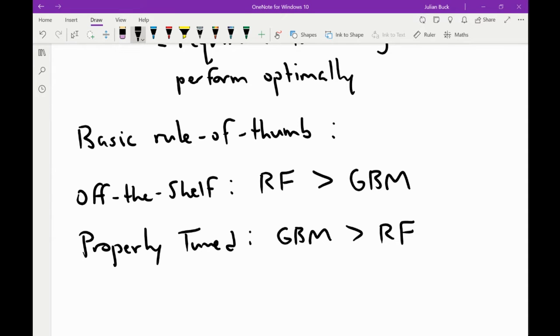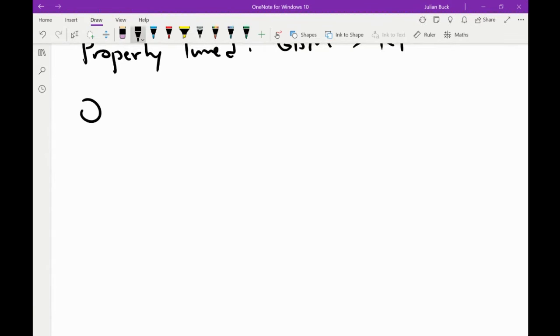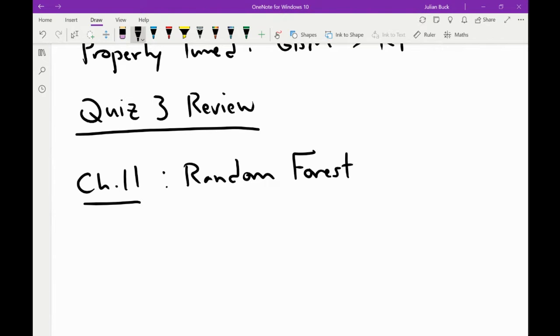Okay, and that takes us then to the end of the material for quiz 3. So let's do a little review for that. Quiz 3 is on chapter 11, so random forests, and some of chapter 12, up to where we've got to today.